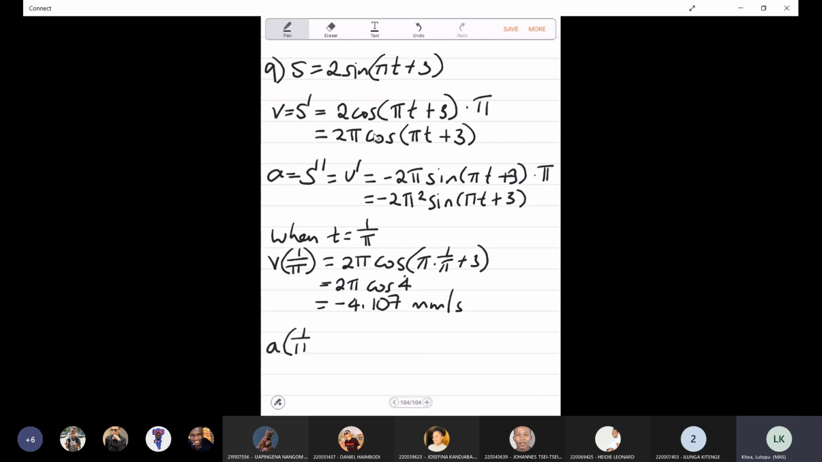Then acceleration when t is 1 over pi, this is minus 2 pi squared sine of pi times 1 over pi plus 3. This is minus 2 pi squared sine of 4. So again, here your calculator must be in radians. Okay, so I have 14.939. And then the units are millimeters per second squared. Always include your units.